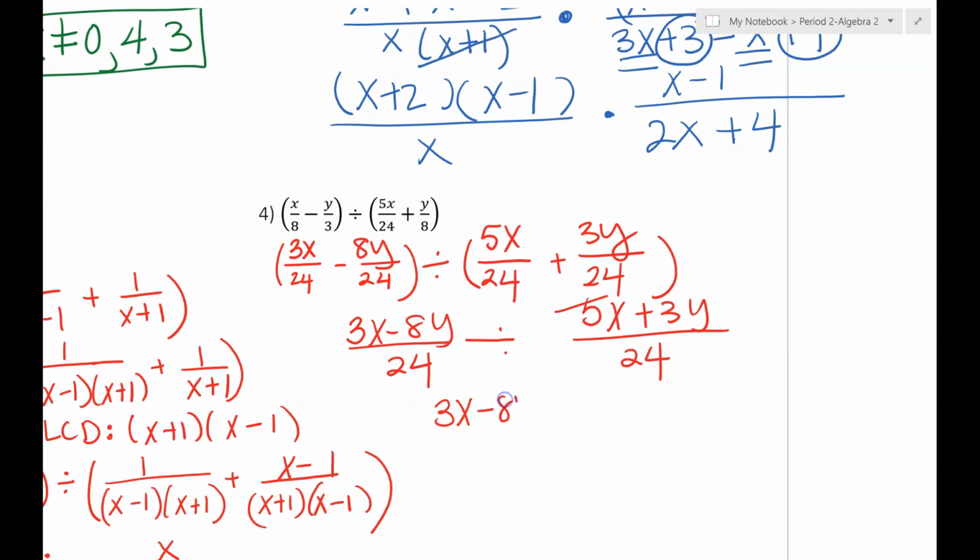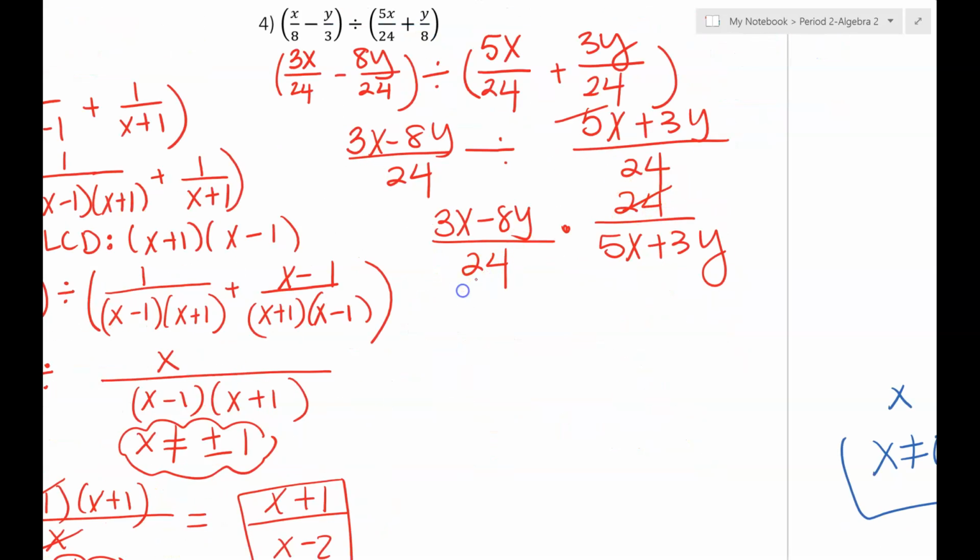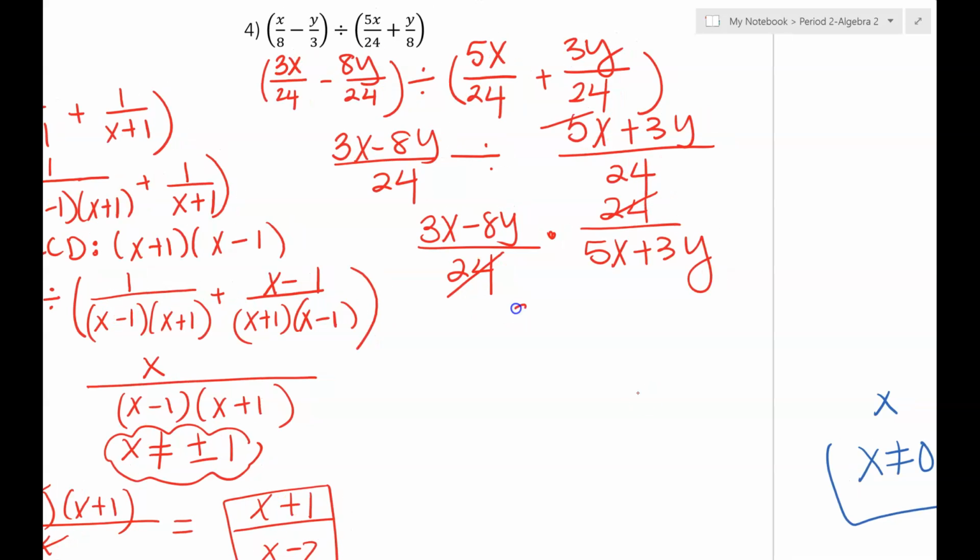3x minus 8y all over 24 multiplied by 24 all over 5x plus 3y. Now we can reduce 24. But again, do we need to state the restriction with this cancellation? No. So I'm just going to cross it out. Then we multiply horizontally. So what do we get on the numerator? Good. 3x minus 8y all over 5x plus 3y. Can we factor out anything to cancel? No. So we box it up.